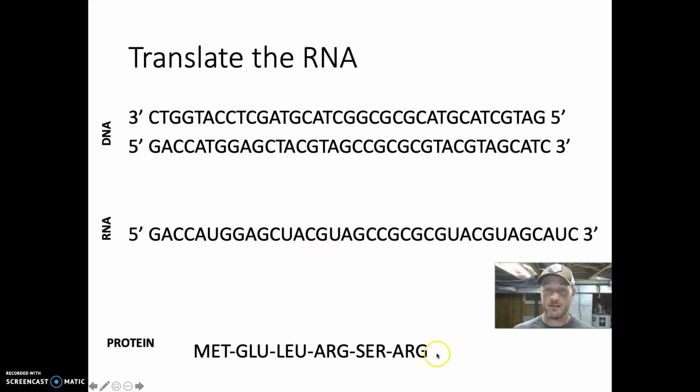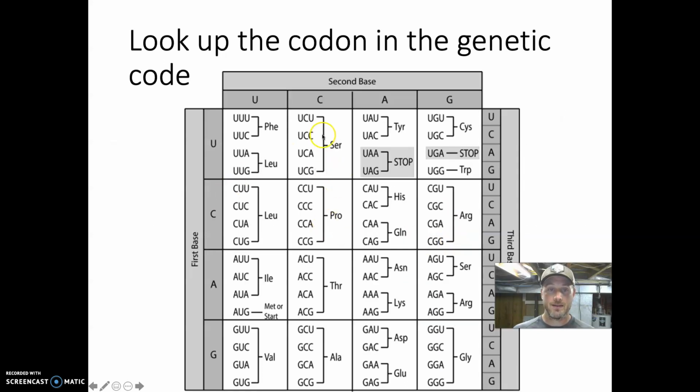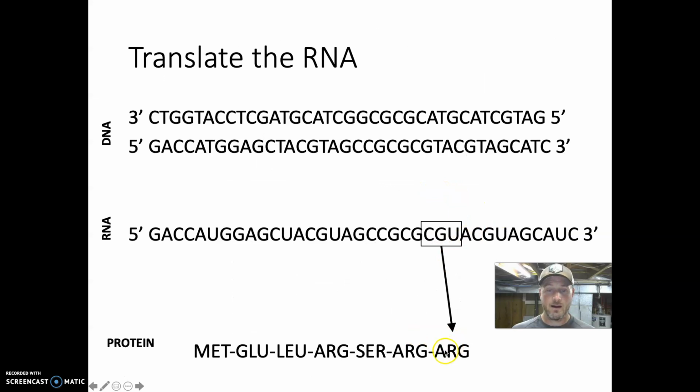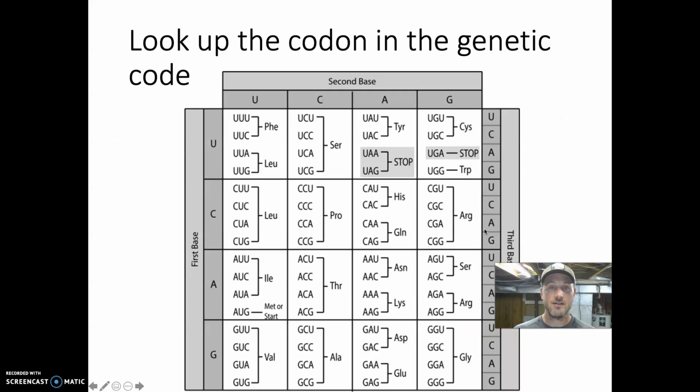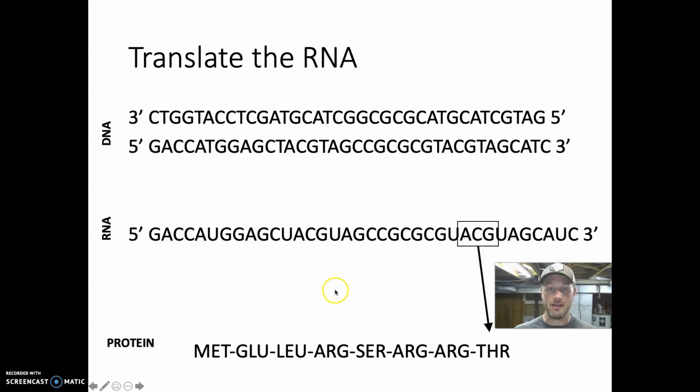So put that in. Then we look up CGU. Let's see, CGU right here, another arginine. All right, so our protein now has 3 arginines in it, using a couple different codons to get that same arginine. We move on to the next one, ACG. There it is. We get this amino acid called threonine. So we put Thr in there.